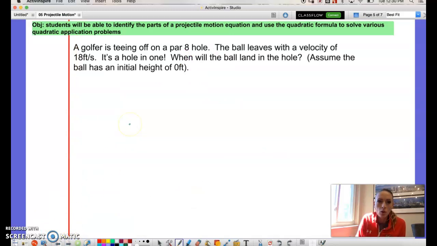All right, so a golfer is teeing off on a par 8 hole. The ball leaves with a velocity of 18 feet per second. So that's our initial velocity, 18 feet per second. It's a hole in one. So when will the ball land in the hole? We're going to assume that the height is at 0, even though the hole is usually a little bit lower than 0, okay?